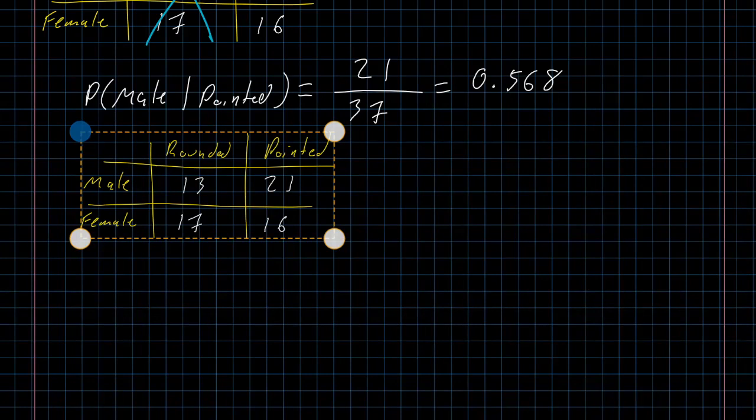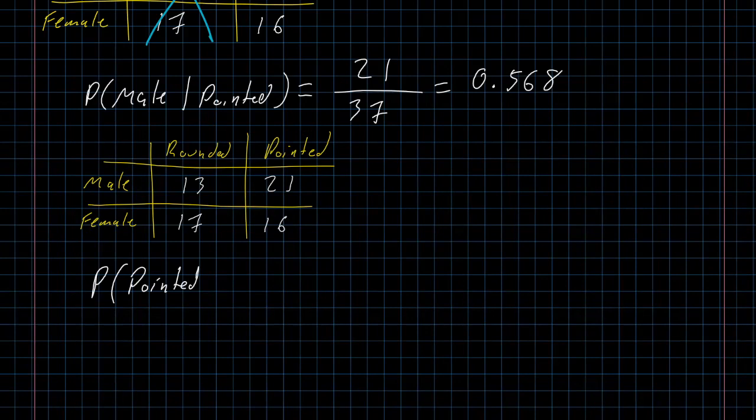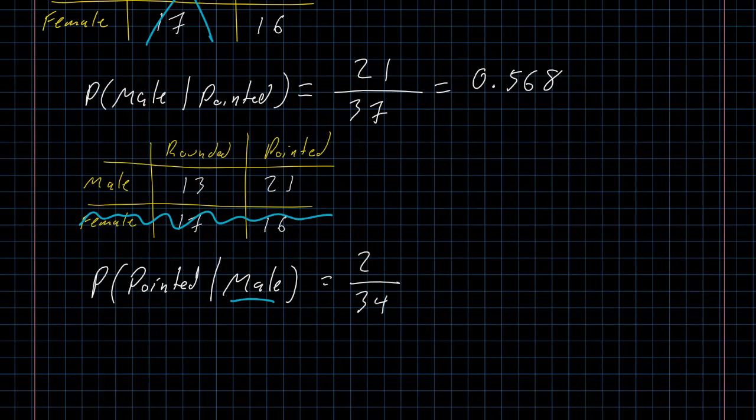Continuing. The probability of the finch having a pointed beak, given that the finch was male. In this case, I know that I'm dealing with a male finch. The female finches are no longer in the story, they're no longer in the picture. And so the total number of finches that I'm studying is just 13 plus 21, which is 34. And the ones with the pointed beaks, there were 21 of them.